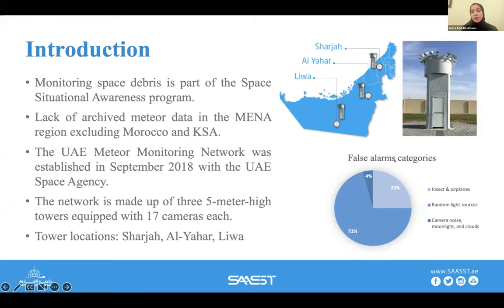Now, coming to the false alarm categories, we have 25% insects and airplanes, about 71% random light sources, as well as 4% camera noise, moonlight, and clouds. And the percentages of these types of noise differ from one station to another, depending on the light pollution in each area. So you can imagine the huge amount of data incoming from the Sharjah Tower, given that we are very close to the Sharjah International Airport. So we have a lot of airplanes captured by UFO Capture, since that's the program that we use.